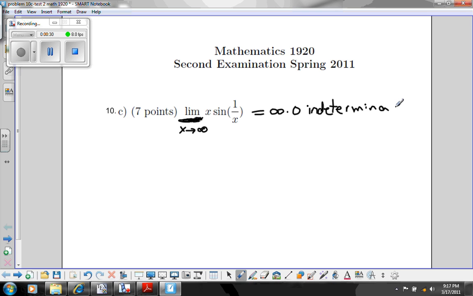So since it's indeterminate, we want to use L'Hopital's rule. We need to change this into a fraction. So let's write it as the limit of sine of 1 over x. Now if I want to take x to the denominator, I've got to write it as 1 over x. And then x tends to infinity.